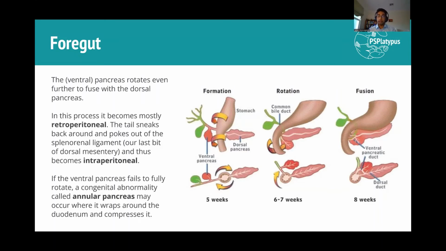Okay. And then the other little tidbit is that while we're all doing all this swinging around and growing, the tail of the pancreas sort of sneaks out, and it pops out of the splenorenal ligament between the spleen and the kidneys, and then because, like we said, anything that sneaks into the peritoneum, the actual abdominal cavity, becomes intraperitoneal. Because it's snuck back in, it avoids being banished into secondarily retroperitoneal, and instead it goes back to being intraperitoneal. Okay.